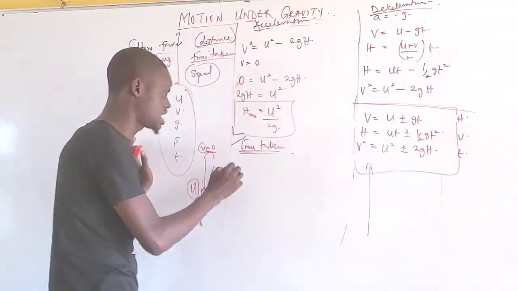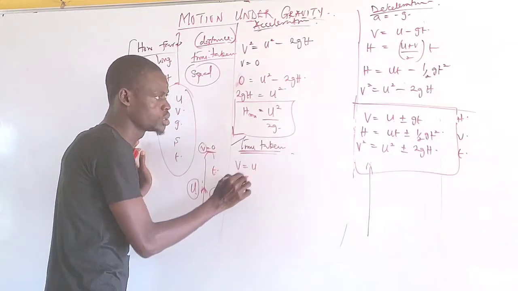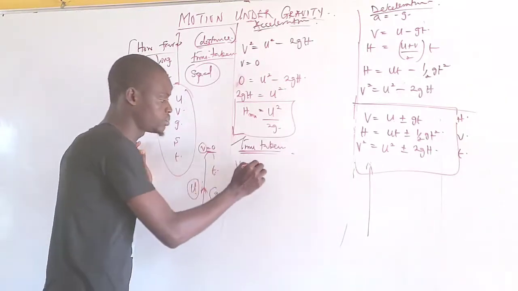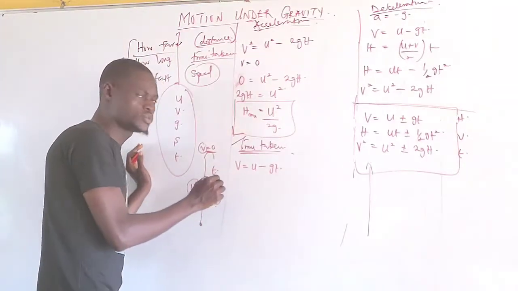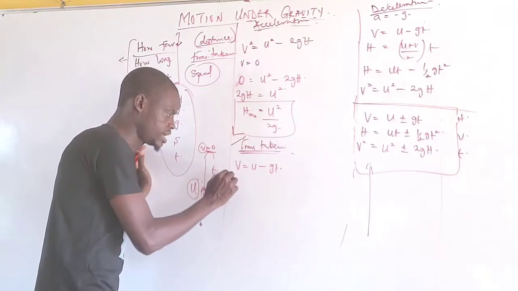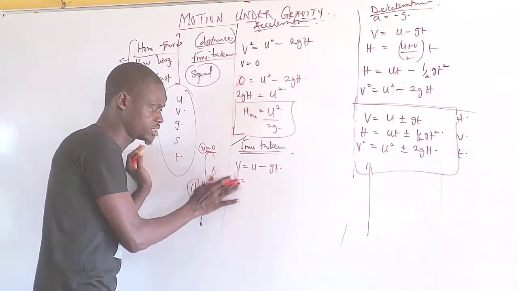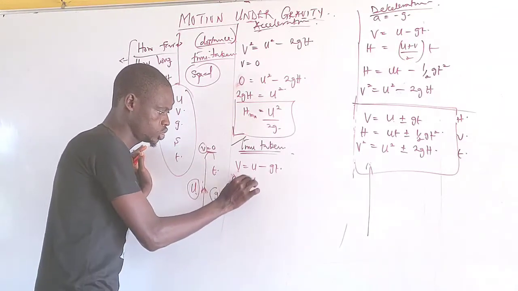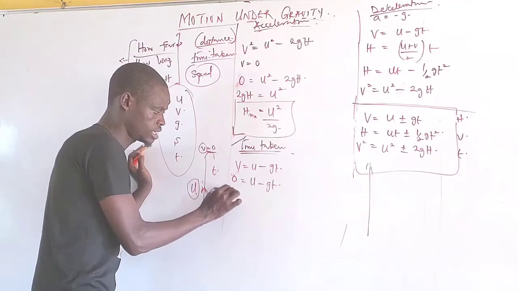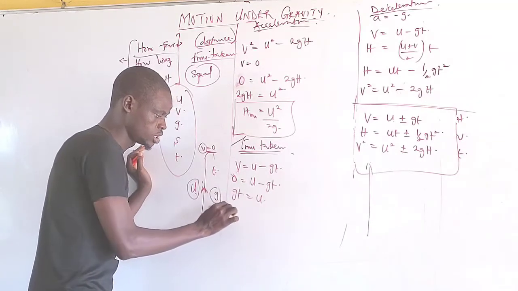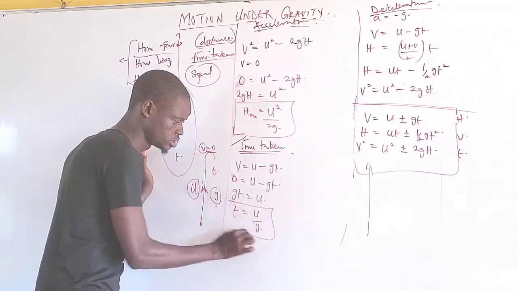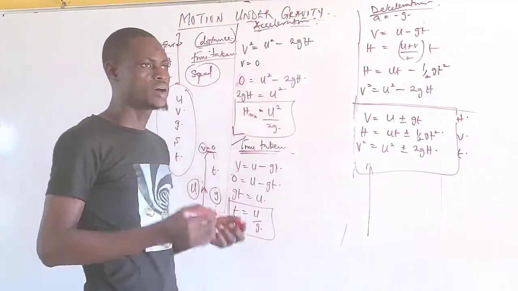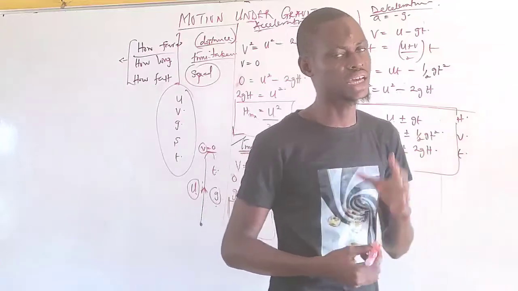Then I'll be using this: v equals u minus gt. Don't forget that I'm throwing the body upward. Then v will be equal to 0, so 0 equals u minus gt. Then gt will be equal to u, then my t will be equal to u all over g. This is it.